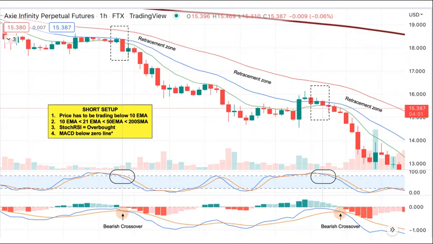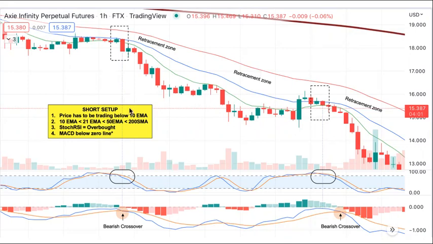So how do I normally trade? This is how I trade. Let's say for a short setup, that means it's a downtrend. As long as the 10 EMA is below the 21 and the 21 is below the 50 EMA and all three are below the 200 MA, I go short. So how do I go short, or when do I enter? That's when all the indicators come in.